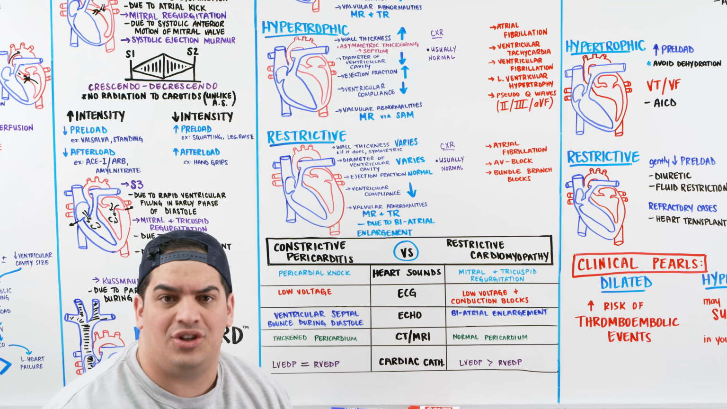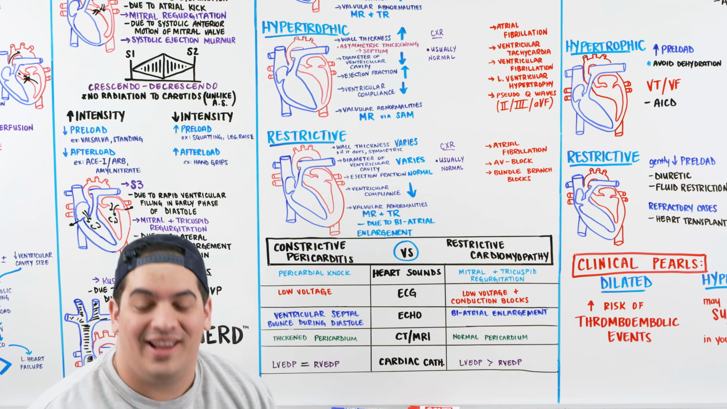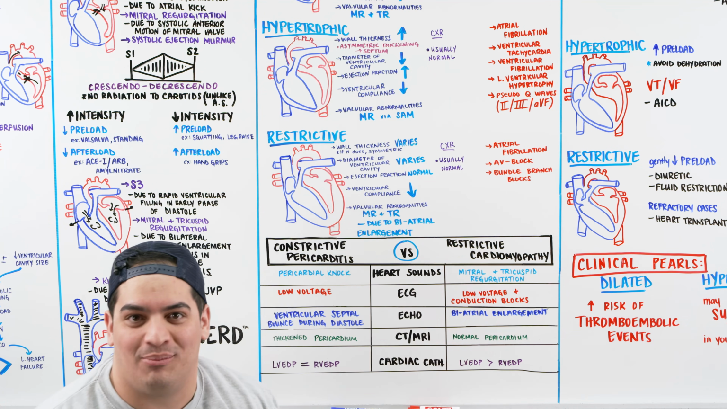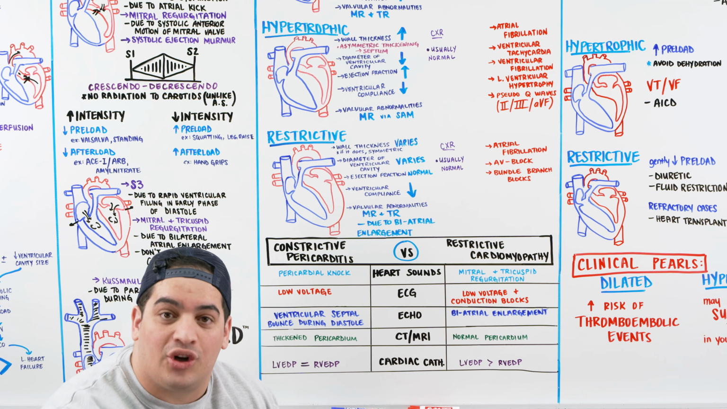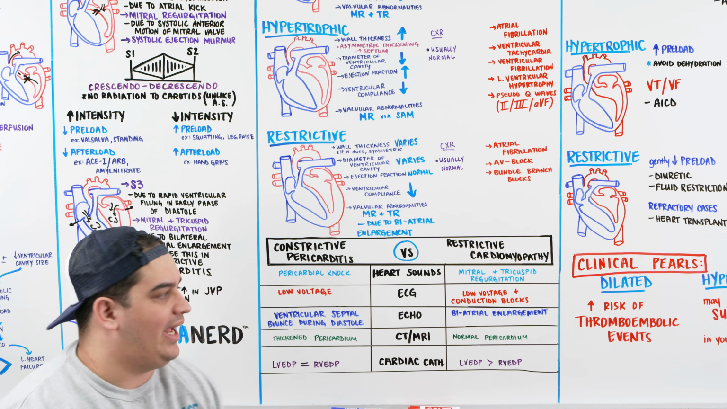Next thing, if you look at their EKG, they both have low voltage QRS complexes, right? But here's the big difference. Restrictive cardiomyopathy has conduction blocks because the deposition can occur in the AV node and the bundle branches. That's a big difference on their EKG.